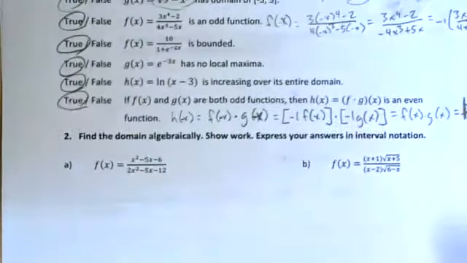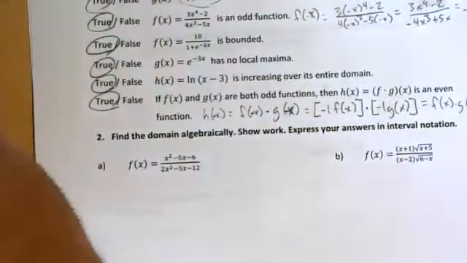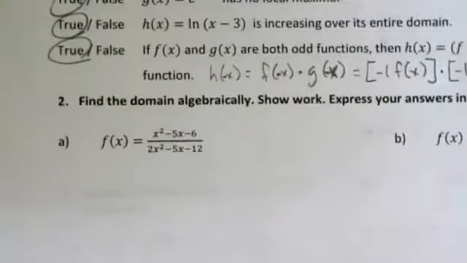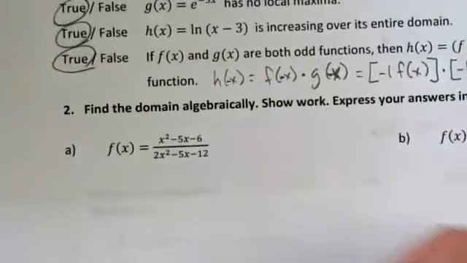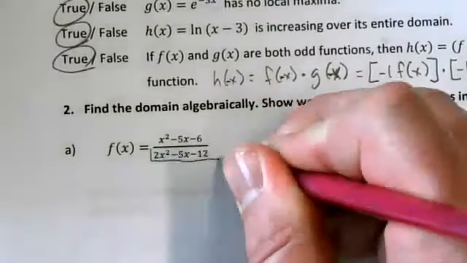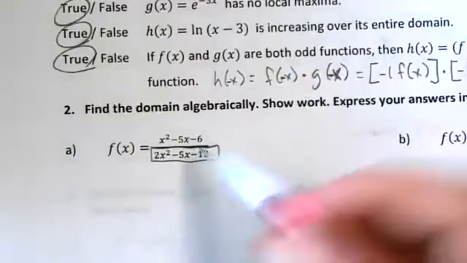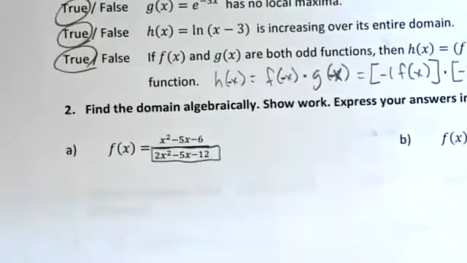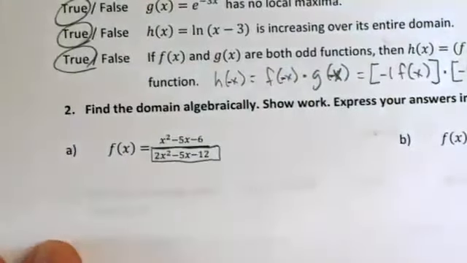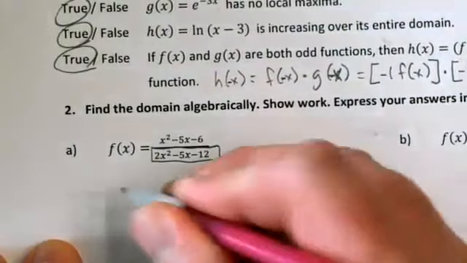All right, finding the domain algebraically. Zoom in so I can get a better look at this. All right, we got a fraction here. Could potentially cause some problems in the denominator. The numerator doesn't have anything I've got to worry about in it. No square roots or anything like that. So we'll look at the denominator here and write our restriction.